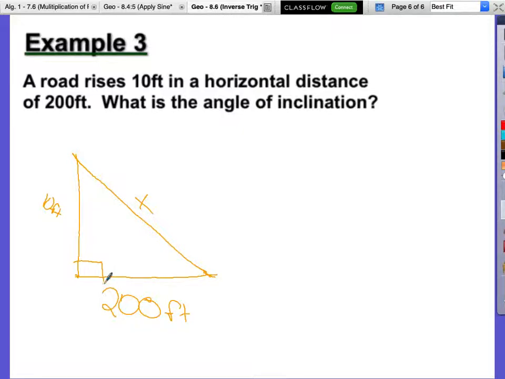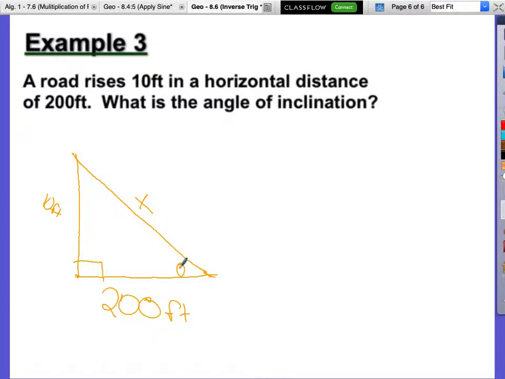Okay? So we need to find the angle of inclination. Do you remember angle of inclination, angle of elevation, and angle of depression? Okay, so inclination. What word do we think of when we hear inclination? Incline. Incline means, you think of a bench, you're going up, with respect to horizontal distance. So which of these angles would be our angle of inclination? The bottom right, this angle right here.